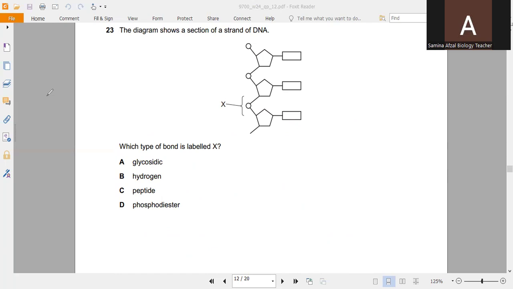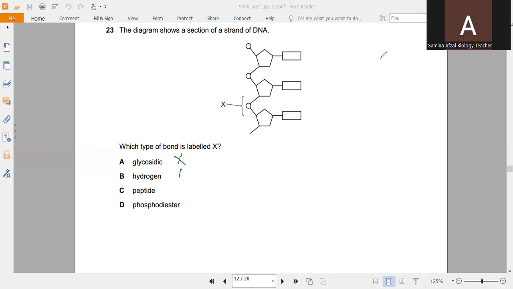Glycosidic bond. A glycosidic bond is formed between two carbohydrates by a condensation reaction, with the removal of one water molecule. So we can say that this is not the correct option.